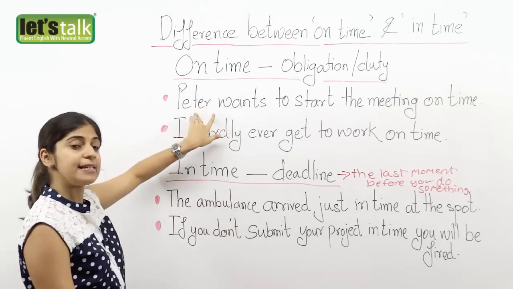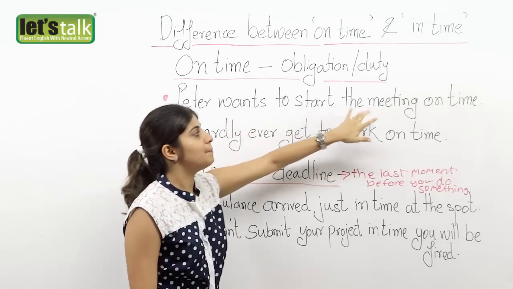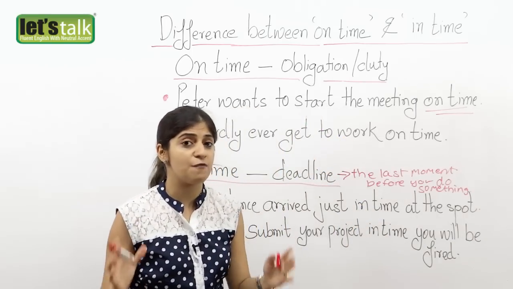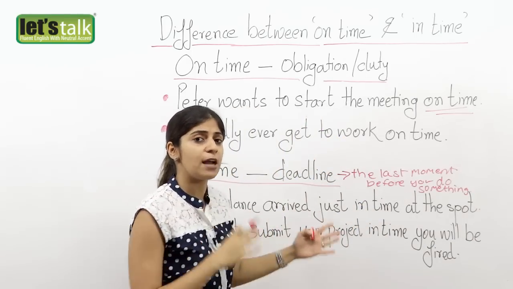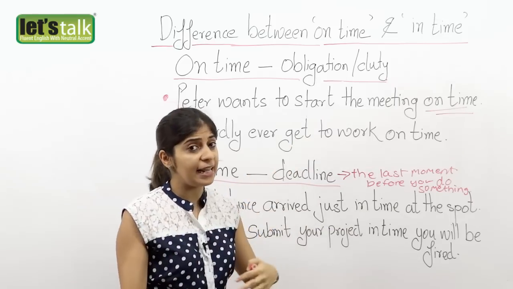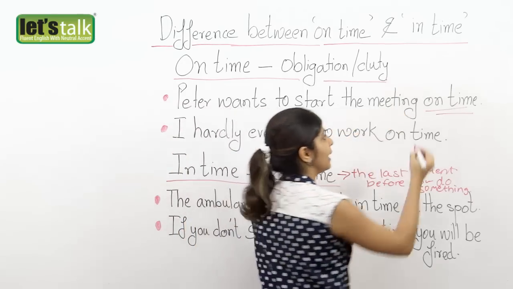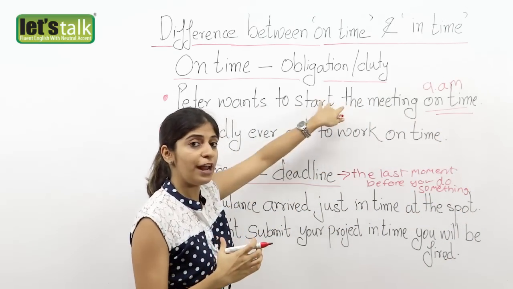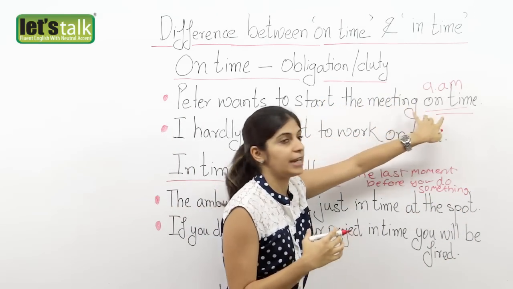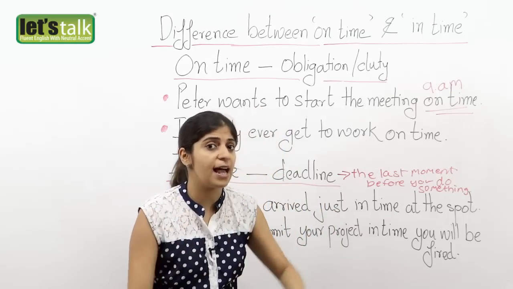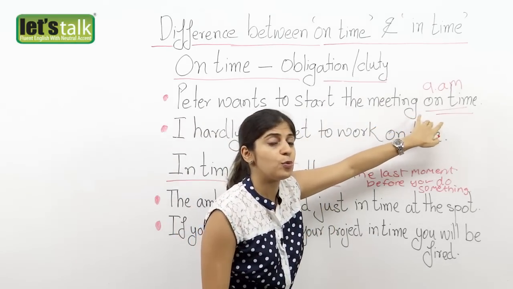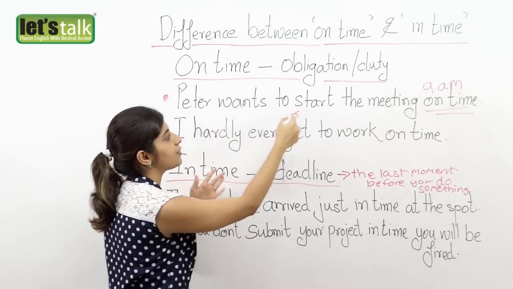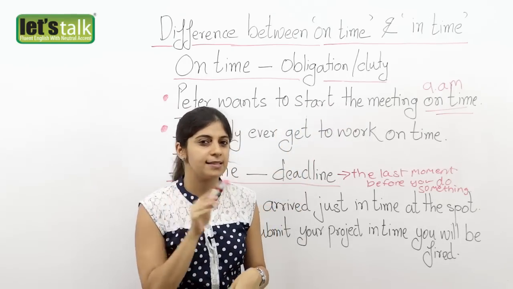Let's look at a sentence here. Peter wants to start the meeting on time. Now, Peter is very particular about doing his work or starting his meetings on time. So maybe he's decided that this meeting should begin at 9 a.m., okay? So it is important for his team members to start the meeting at 9 a.m. So 9 a.m. is the fixed time, so the correct phrase to be used would be on time. We would not use in time. Let's see, Peter wants to start the meeting in time. This doesn't sound correct, right?